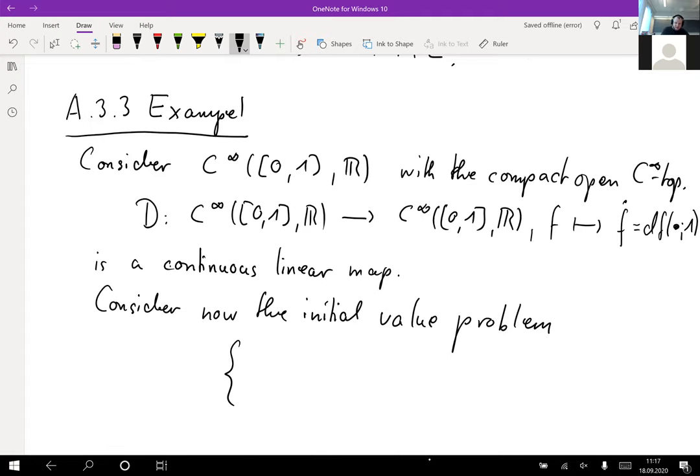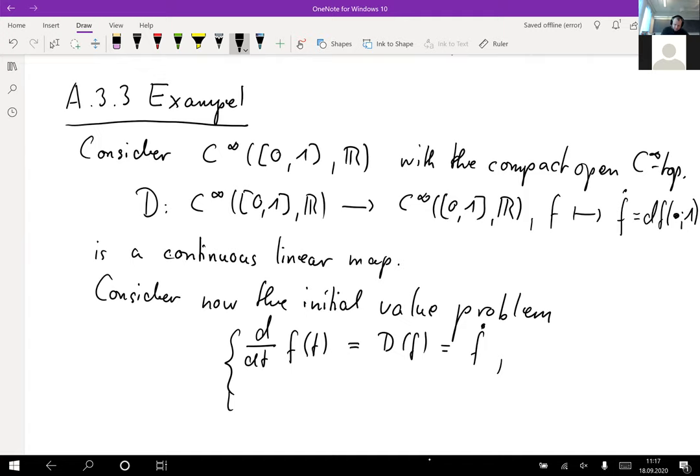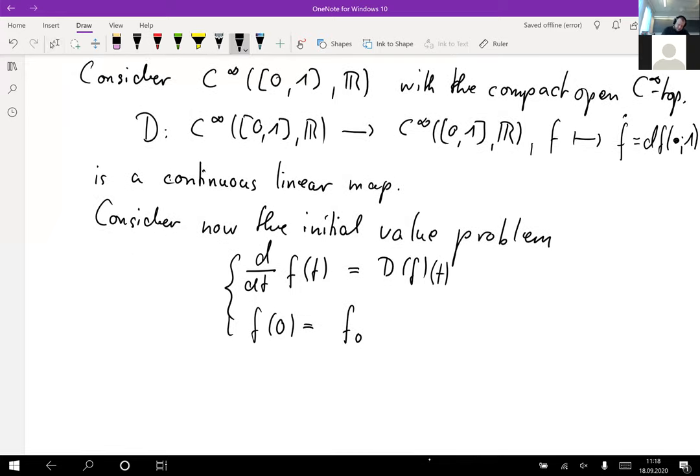Given as follows. So we search for something where d dt of f of t is equal to D of f, or in other words, f dot. Okay, let's be a bit careful here. Perhaps this notation looks misleading now. Let me not write f dot; let me write it like this. And f of 0 should be some function f naught.